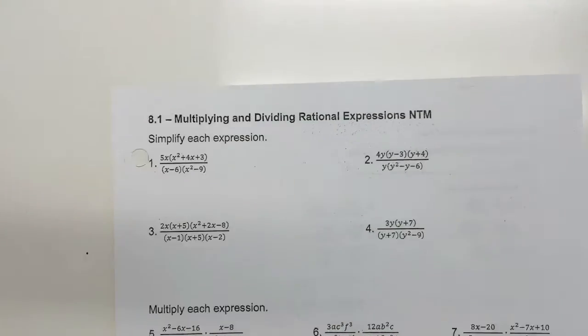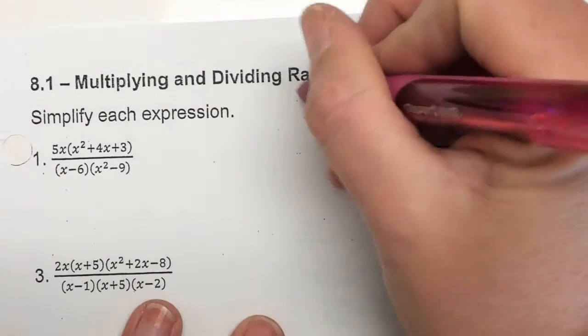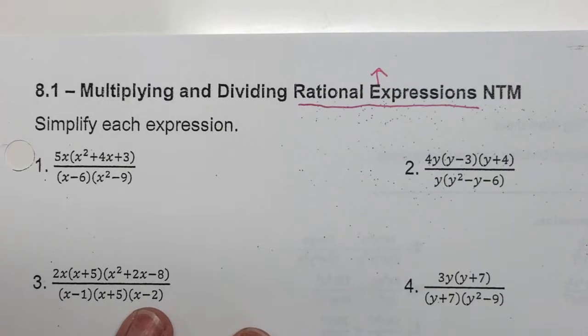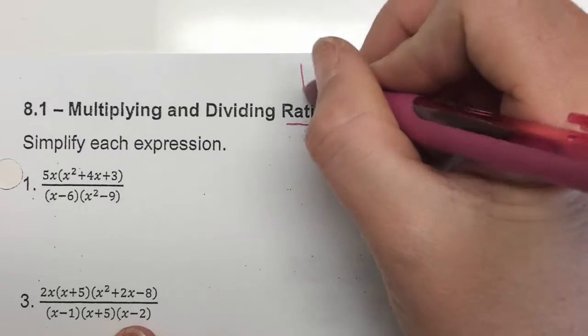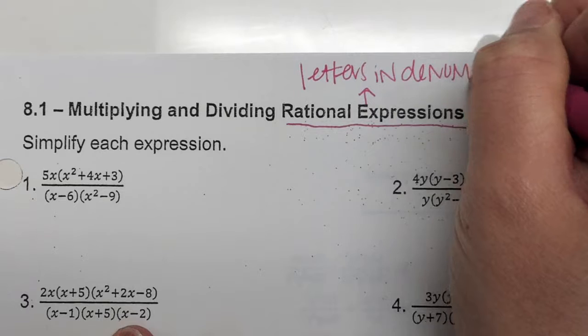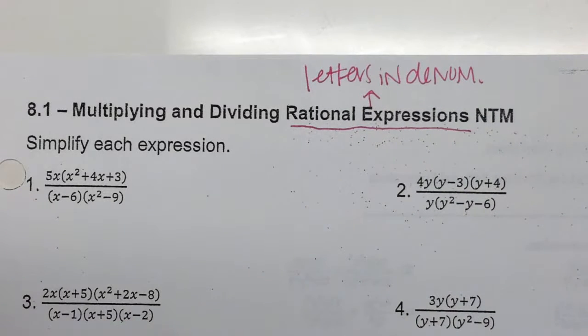You can write it down. A rational expression just means that you have letters in the denominator. That's all it means. Letters in denominator. That's what a rational expression is.